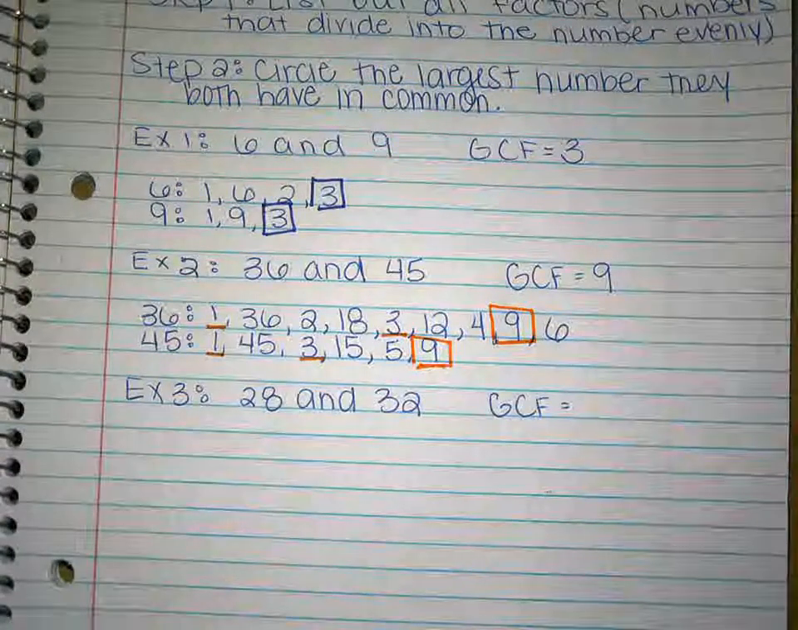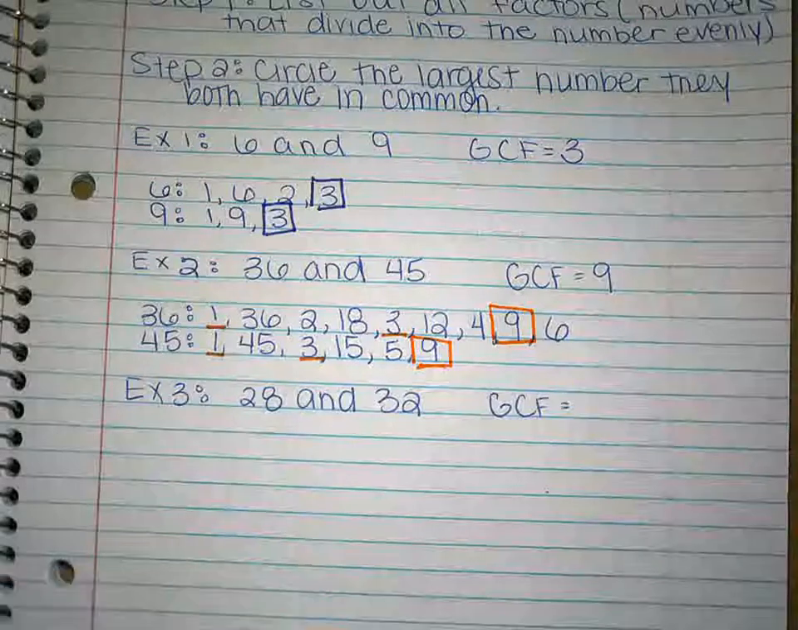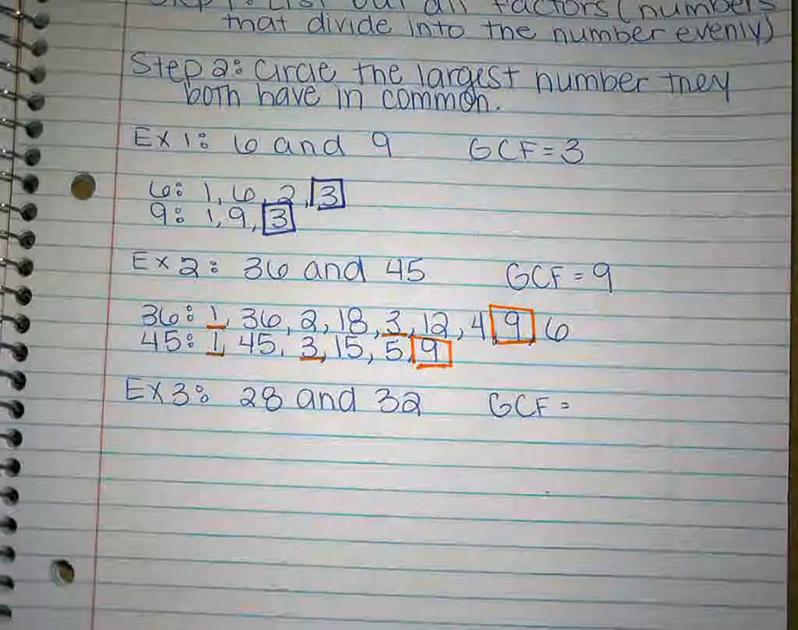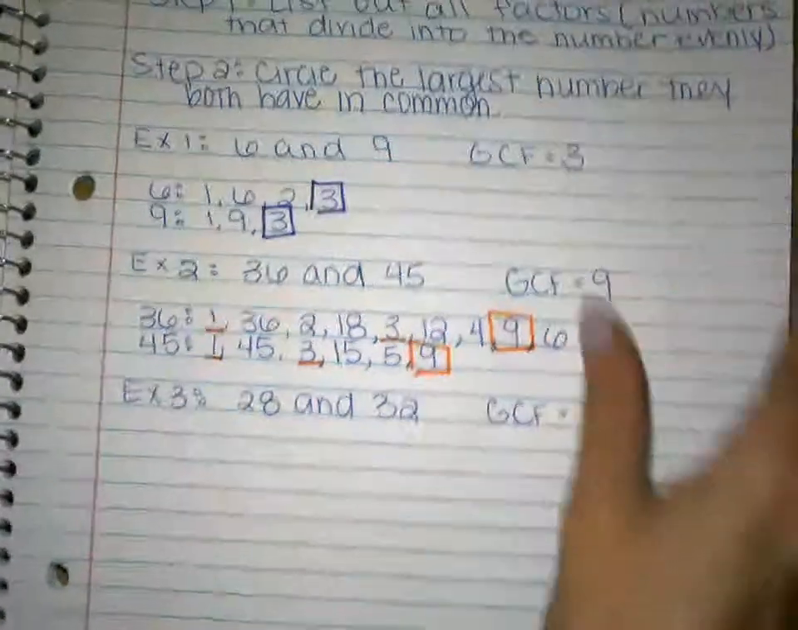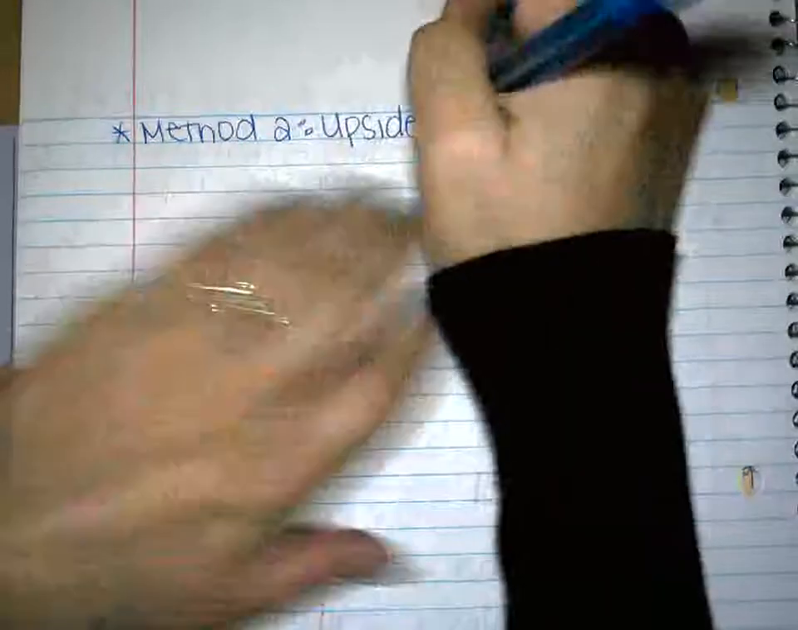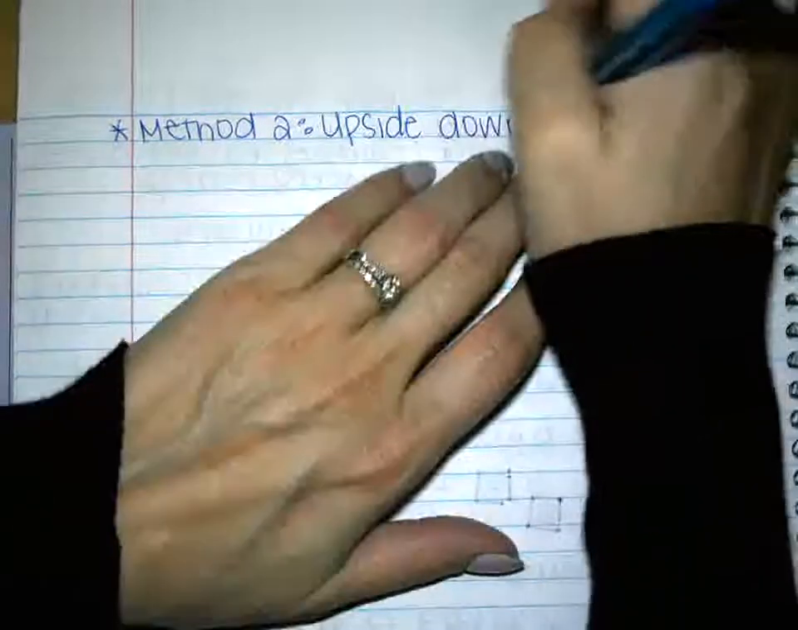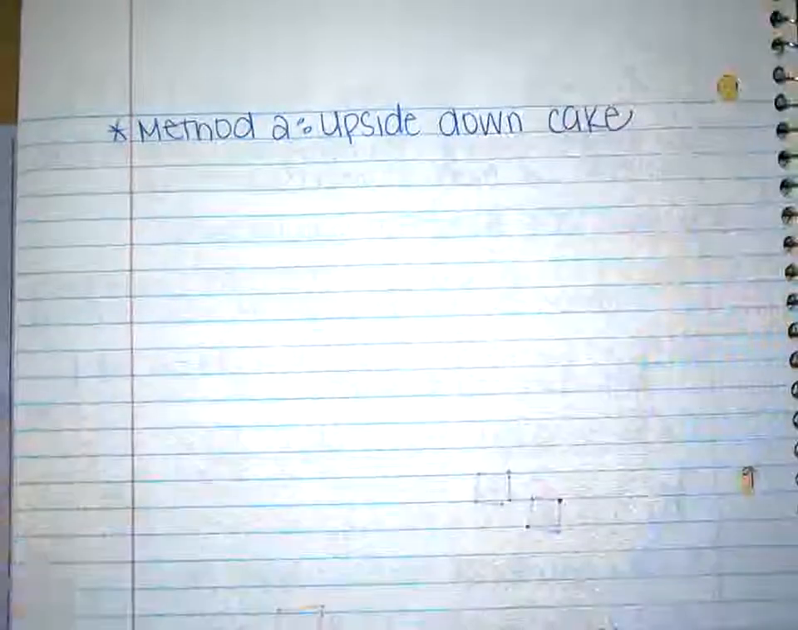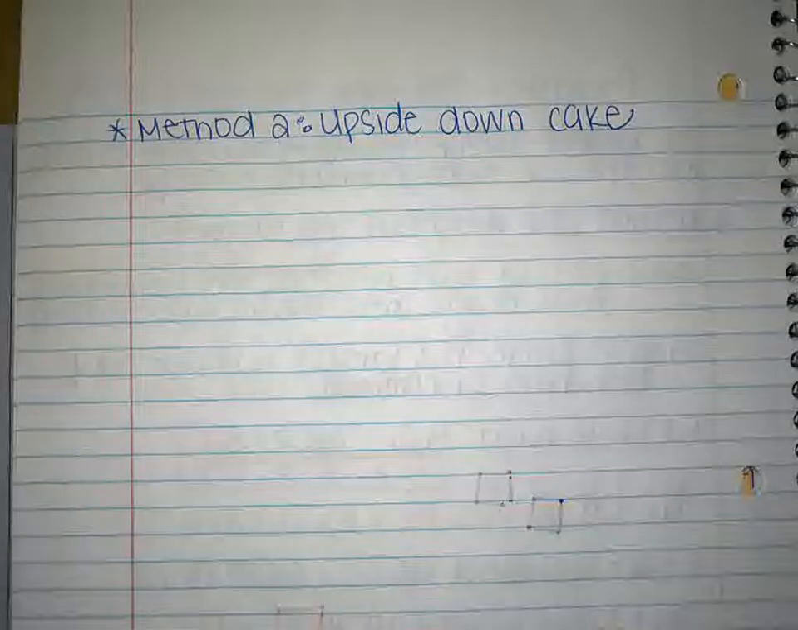Okay, as I said, with least common multiple, method number 1 is not my favorite, but it is here and it is beneficial at certain times. I prefer method number 2. So we are now going to go to method number 2. And the best part about method 2 is it is still called upside down cake method. So it is the exact same method, you just do it slightly differently.